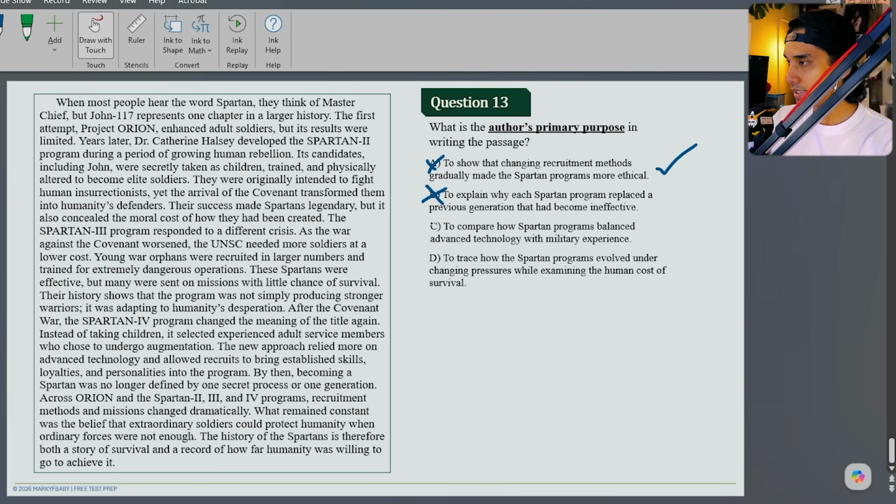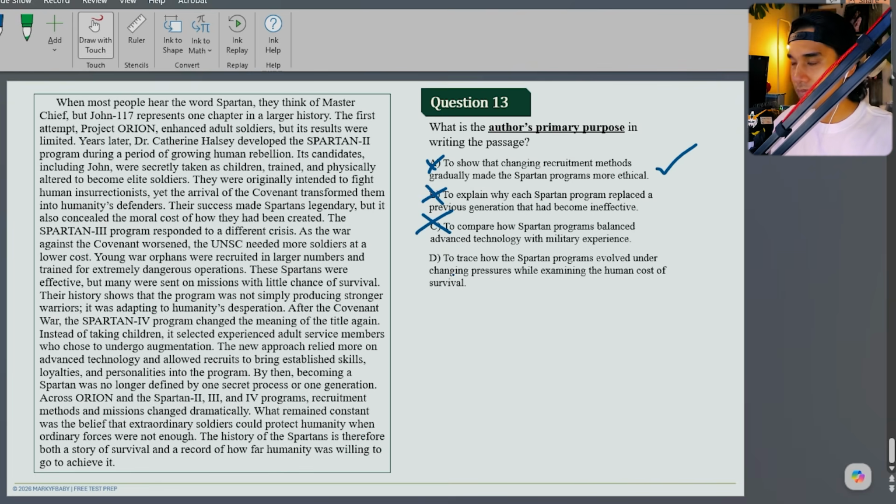Okay. Let's go ahead with answer choice C. To compare how Spartan programs balance advanced technology with military experience. Well, that's just too narrow, because this just focuses on the Spartan 4 program. This focuses mainly on technology and experience associated with just the Spartan 4 program. So C is incorrect. Now that leaves us with D and the correct answer: to trace how Spartan programs evolved under changing pressure while examining the human cost of survival.